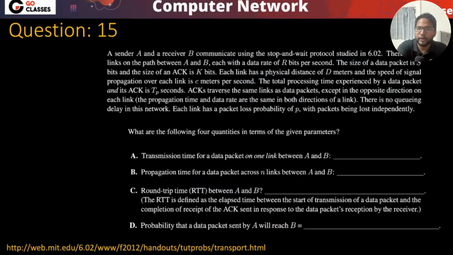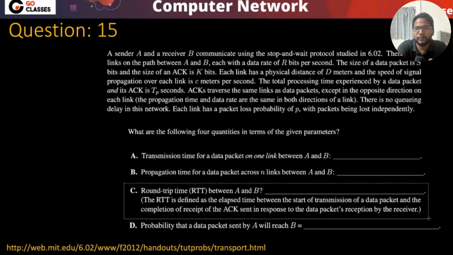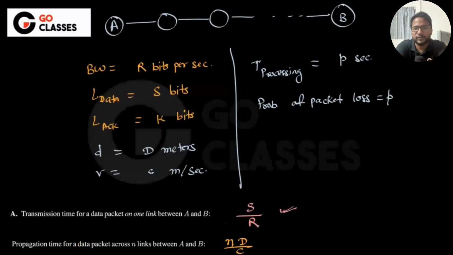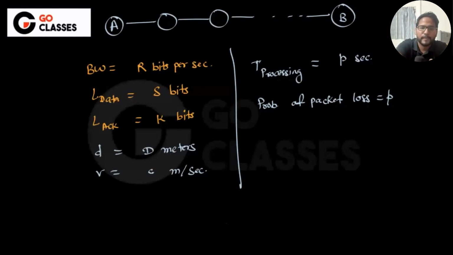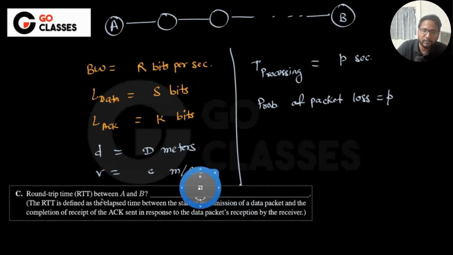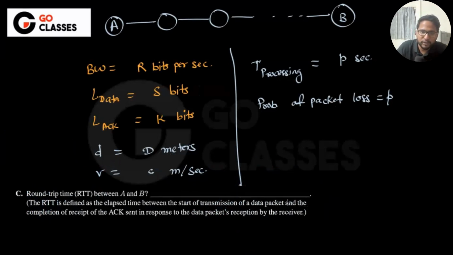Now they're asking the round trip time between A and B. They have also defined the RTT, because some people have other understandings of the RTT, so that's why some questions define it nicely. RTT is defined as the time elapsed between the start of the transmission of the data packet and the completion of receipt of the ACK sent in response to the data packet. Okay, that's RTT. So what is the RTT for one packet between A and B?